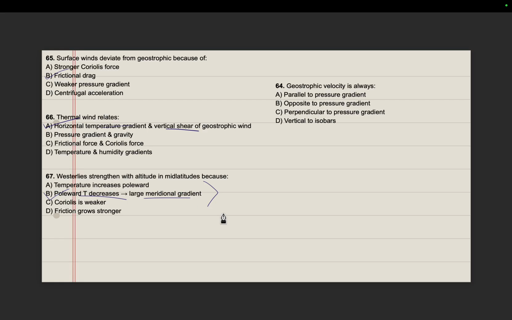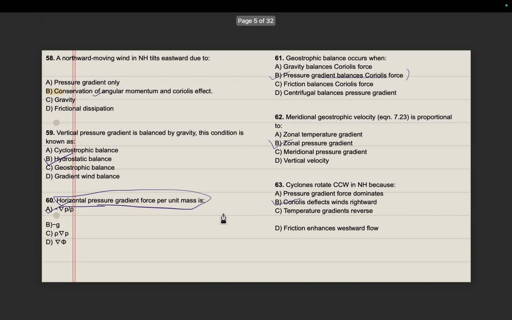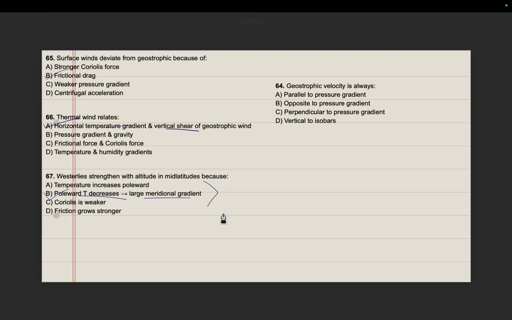Now question, I guess 64. Geostrophic velocity is always in what direction? Parallel to the pressure gradient, opposite to the pressure gradient, perpendicular to the pressure gradient, or vertical to the isobar.